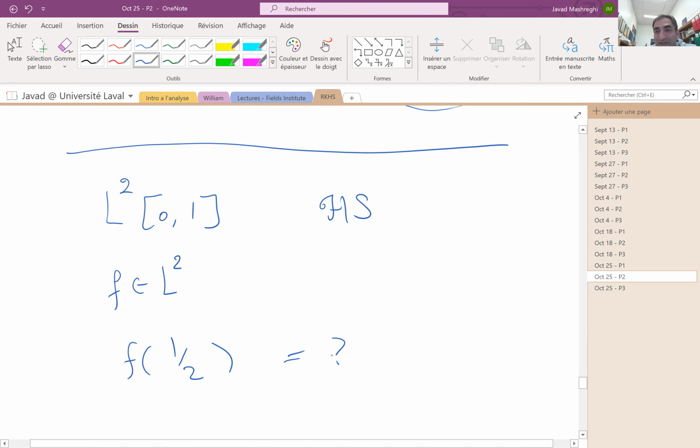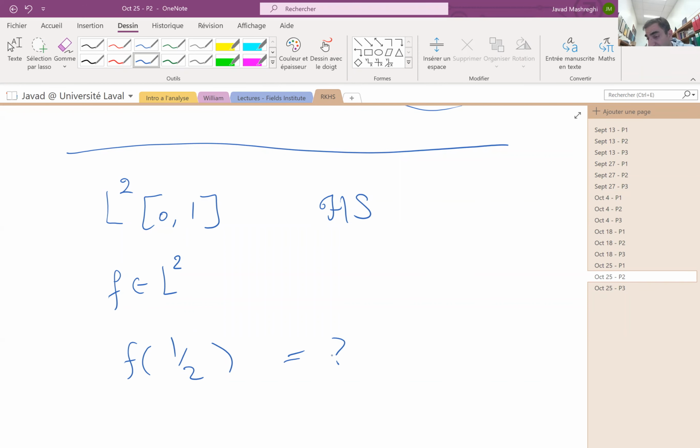It's defined almost everywhere. So at no point can we talk about the values of F. So we have a Hilbert space, but in a sense, we do not have an RKHS. We do not have a reproducing kernel Hilbert space because we cannot simply talk about the values of F.